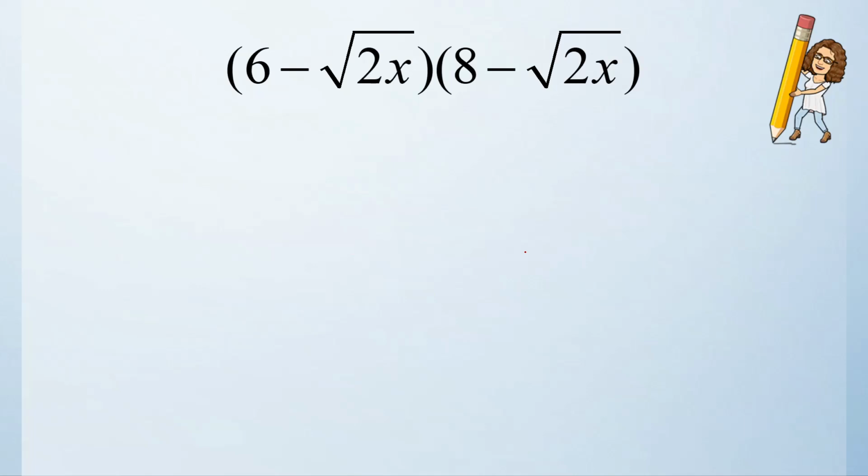Another one here. This one, notice, it is multiplying. It's 2 binomials. We have to FOIL. I know. How exciting, right? So 6 times 8, 48. 6 times -2 square root of 2.